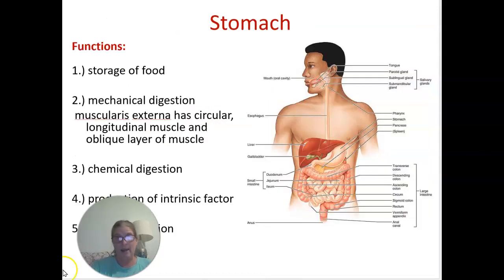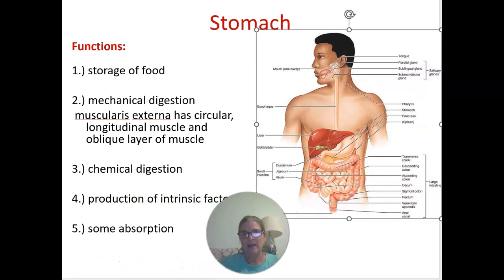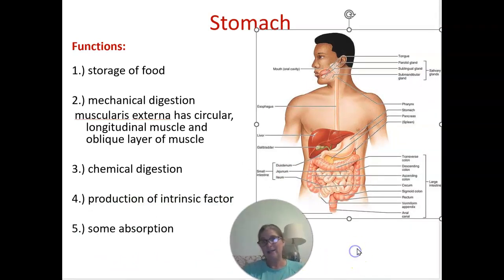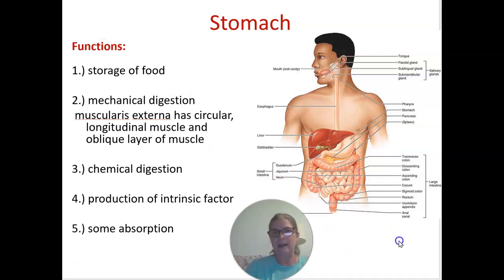So, why do we have a stomach? Well, we know that our stomach does a lot of things for us. Number one, it stores food. Food can hang out in your stomach 4 to 6 hours, depending on what you ate. It also does mechanical digestion.